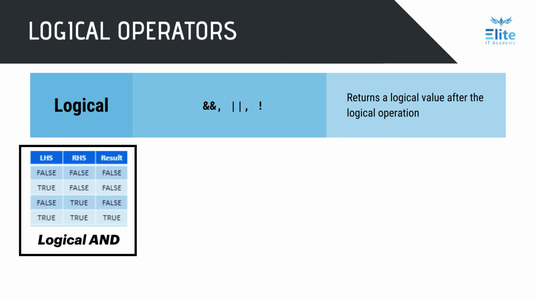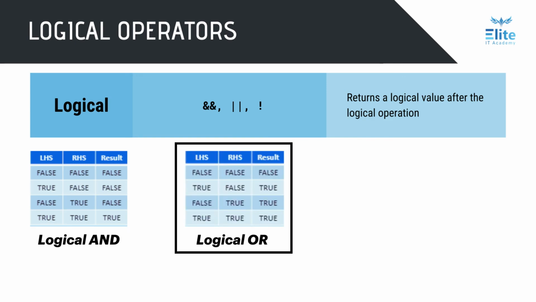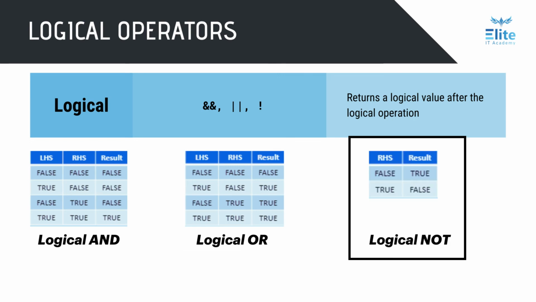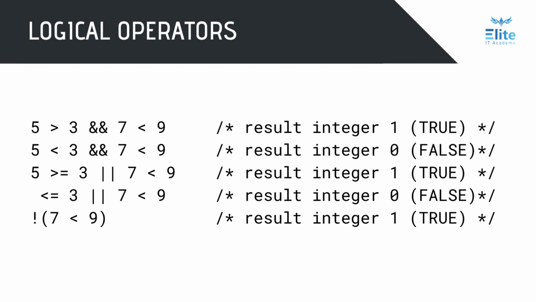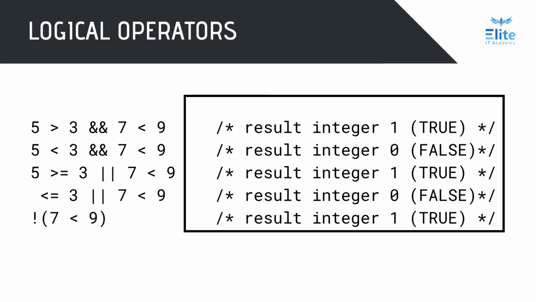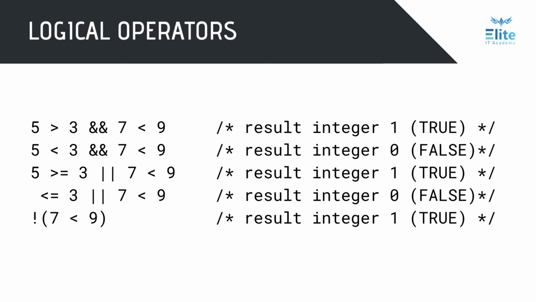The AND operator will return true if both the operands are true. The OR operator will return true if one or both the operands are true. The logical NOT operator is a unary operator that takes only one operand and inverts its logical value. The examples shown here demonstrate logical operators. Each of these expressions shown here will return a true or false value or a 1 or a 0. The result is explained for each one of them.